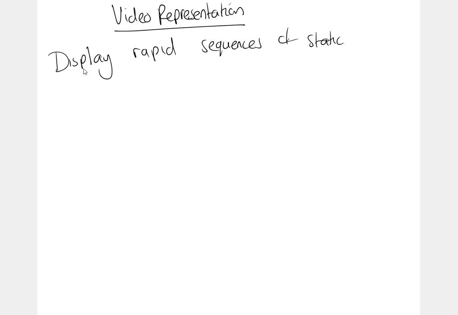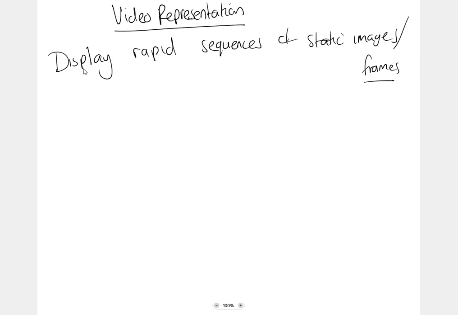So video representation is always a very intriguing concept. So what is a video? Well, you probably already know what it is. We display rapid sequences of static images, and we also call images frames when we talk about a video representation. So we refer to images and frames. They're both the same thing.